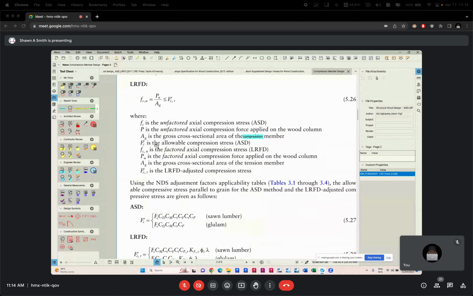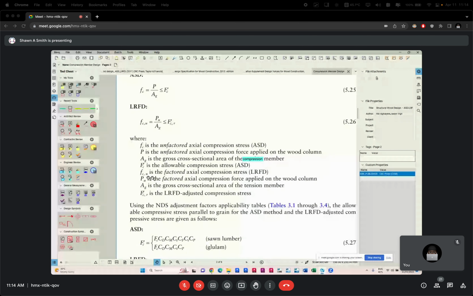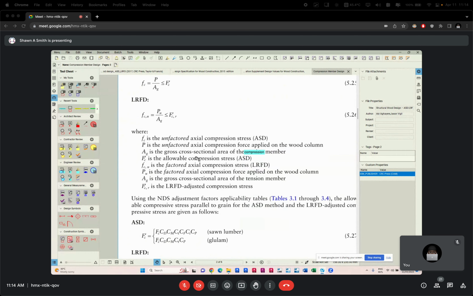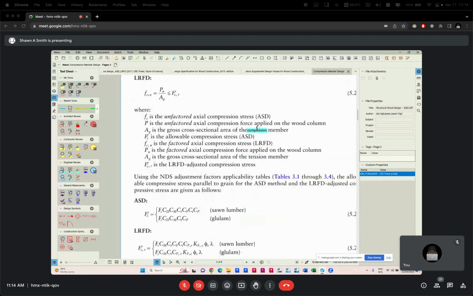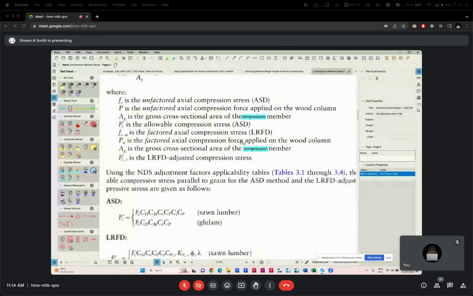All right, let's continue. F prime C is the allowable compression stress, which is up here, and FCU is a factored height. The top part of it is really for the ASD, and the bottom part of it is for the LRFD, right? And they are saying tension again down here. All right.